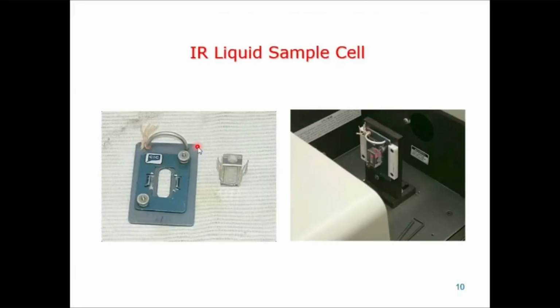Okay. There is another way. There may be a small sample cell. The windows are made up of KBr. In this sample cell, a few ml of the sample is loaded. You can see there is space to attach these two hinges of the sample cell, and then it is mounted over here in the path length of infrared light.